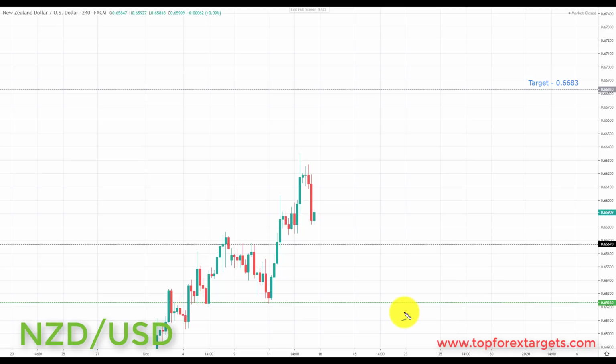Now, last week we were looking for further advances to the upside in this market, and we were looking towards a target of the 0.66250, which you can see we did come and tag last week before selling off. So very simply put, going into this week, we are now looking for further advances to the upside once again in this pair.